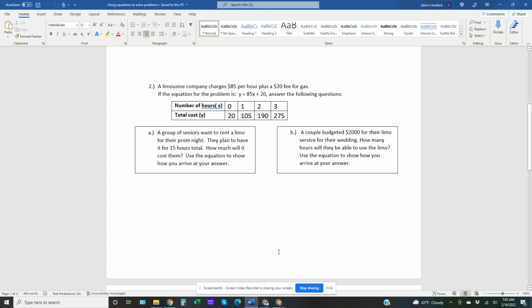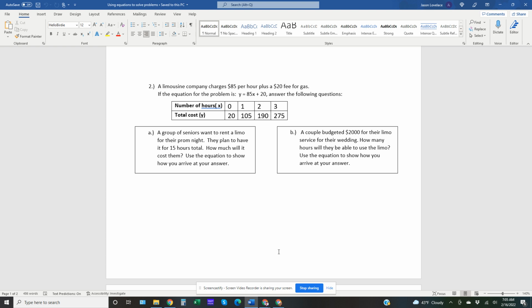Hi guys, in this video I'm going to be going over problem number 2 in the worksheet that you're working on in class today. In this scenario, we're talking about a limousine company who charges $85 per hour plus a flat $20 fee for gas. So it doesn't matter how far you drive, no matter what, you are paying that $20 gas fee.